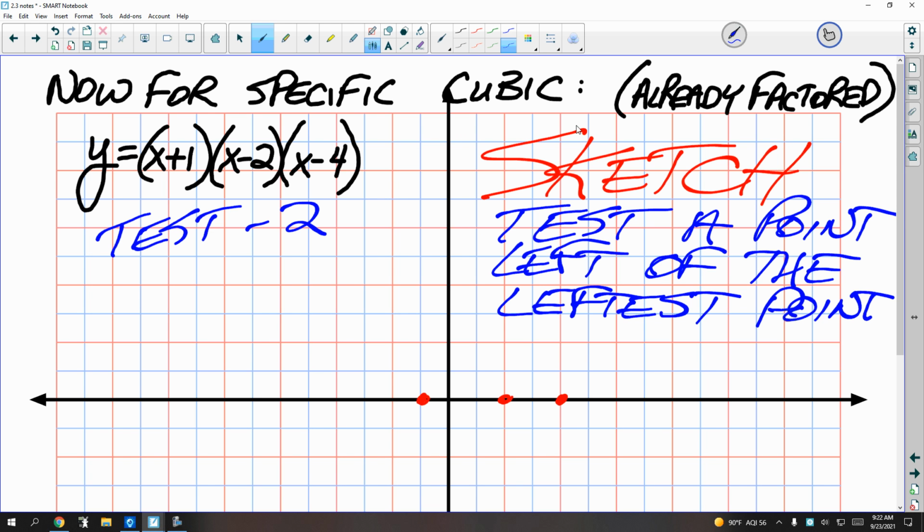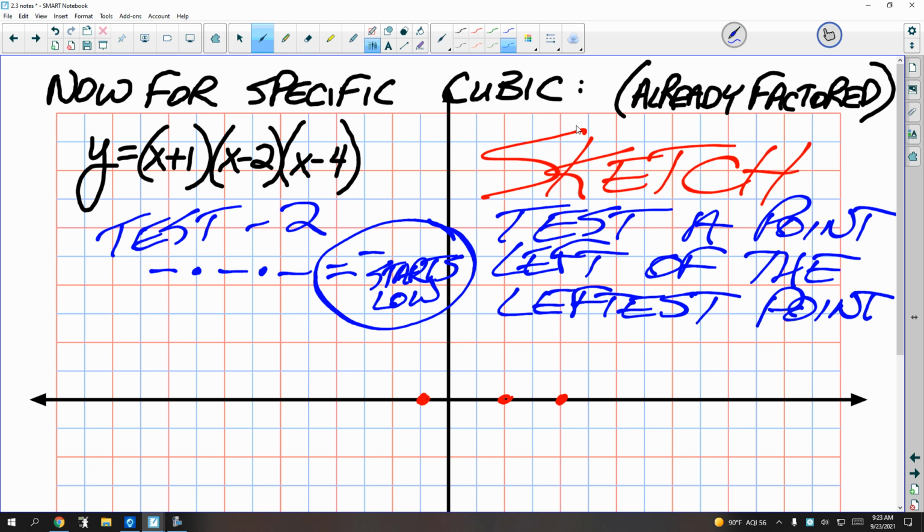If I plugged in -2 to the first set of parentheses, the answer would be negative. Got that? If I plugged -2 into the second set of parentheses, that answer would be negative. And if I plugged in -2 into the third set of parentheses, that answer would be negative. Well, what's a negative times a negative times a negative? Negative. So it's negative, which means that it starts low. Negative means starts low, starts low.